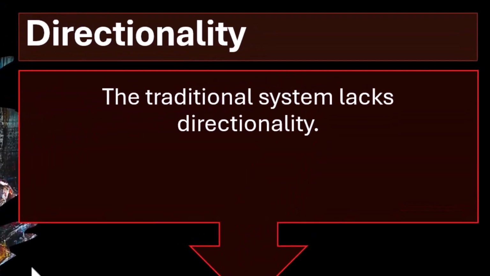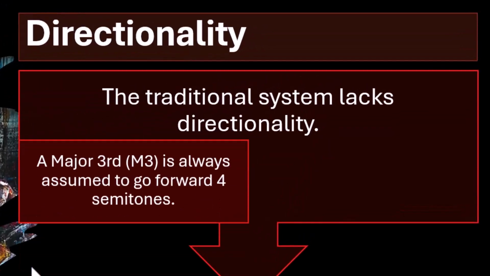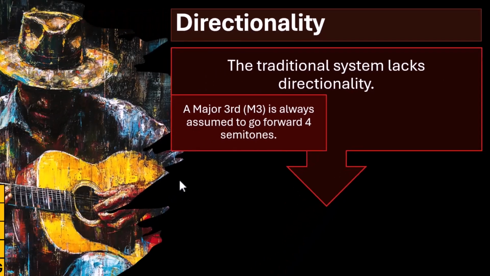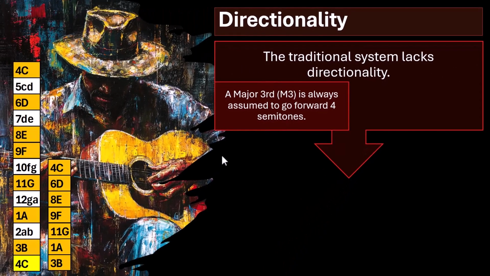Directionality. The traditional system lacks directionality. So a major third is always assumed to go forward 4 semitones. Now again, I'm sure that if you're playing the guitar, or any kind of instrument, you have an issue with this, because basically we're imagining our intervals are usually defined as though we're on a clock face, meaning they're going to repeat even as we go up the octaves.